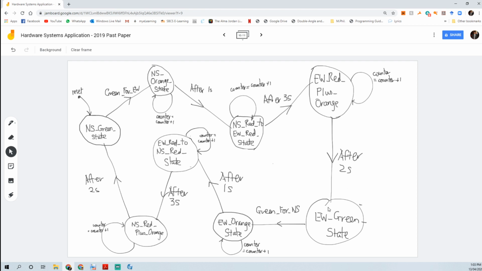Likewise, after I've reached 300,000 and I reset to 0, when do I want to start this counter counting again? Well, I'm only going to start this counter incrementing itself when green for north-south is equal to high.